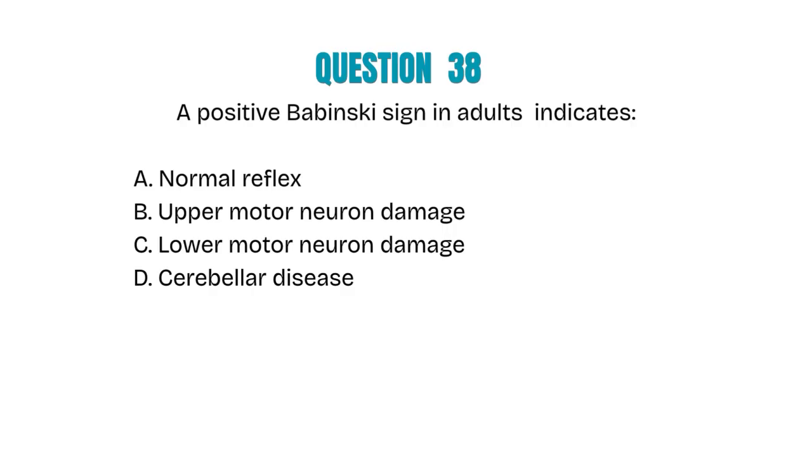Question 38. A positive Babinski sign in adults indicates A. Normal reflex. B. Upper motor neuron damage. C. Lower motor neuron damage. D. Cerebellar disease.